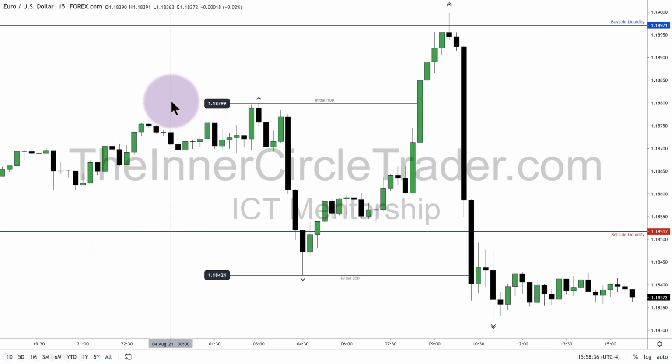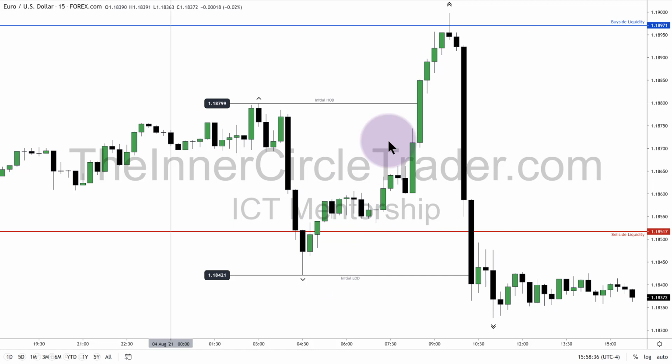Here's midnight New York time on the 4th of August, 2021. And we had a shallow consolidation, creating a short-term initial high of the day, right around the 3 o'clock in the morning hour, New York local time. Then repricing lower for the London session, creating the initial low of the day. But notice what it did. It swept the sell-side liquidity first.